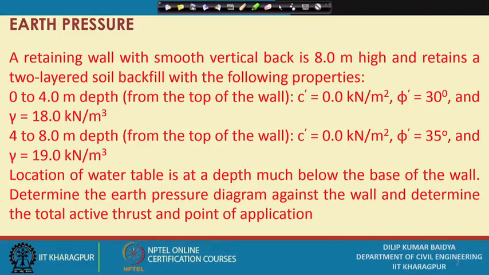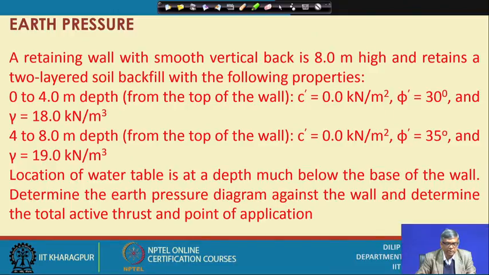Problem number 1 is like this: a retaining wall with smooth vertical back is 8 meter high and retains a 2 layer soil backfill with the following properties. From 0 to 4 meter depth from the top of the wall, C is 0, phi is 30 degrees and gamma is 18. So this is basically a cohesionless soil, the first layer. Second layer, 4 to 8 meter depth from the top of the wall, again C is 0, phi is 35 degrees and gamma is 19.0 kilonewton per meter cube. So this is also cohesionless, but two different cohesionless soils are there.